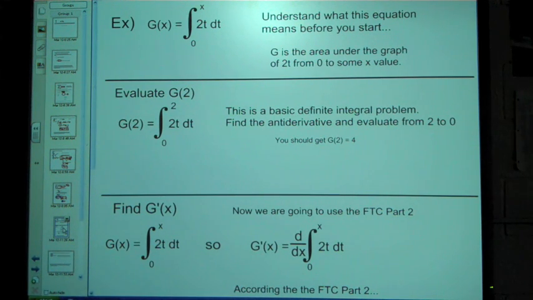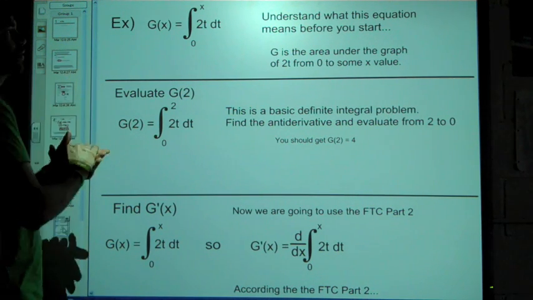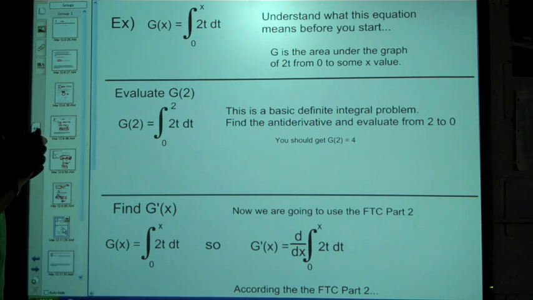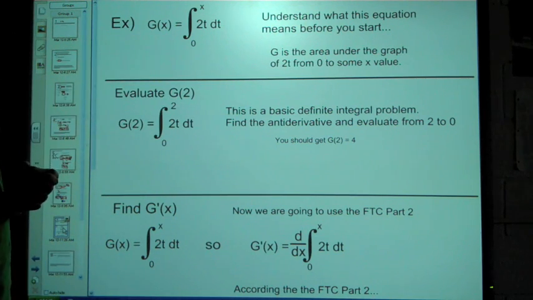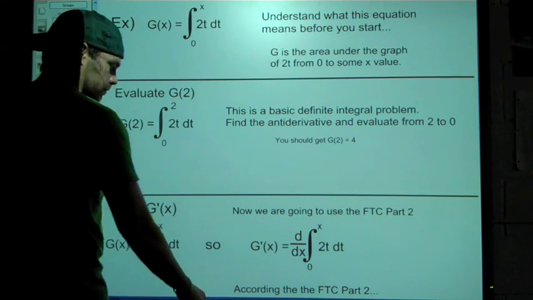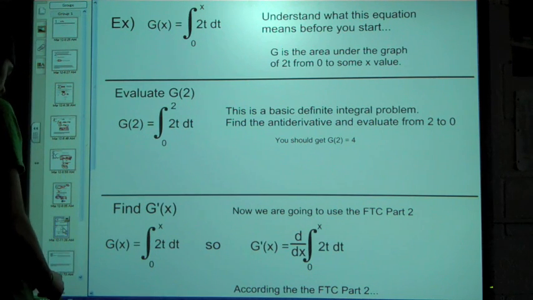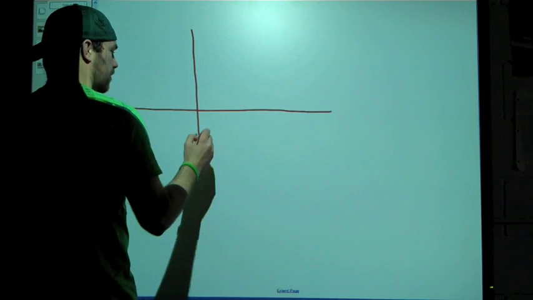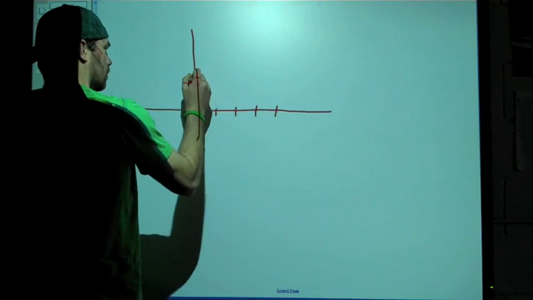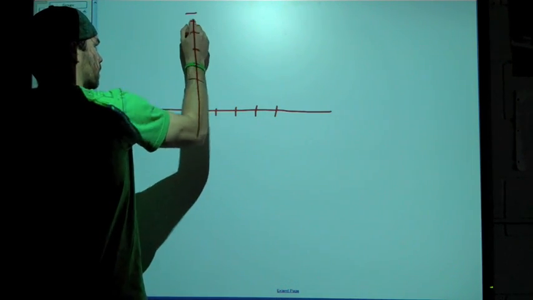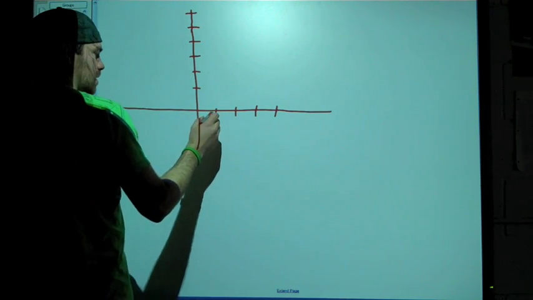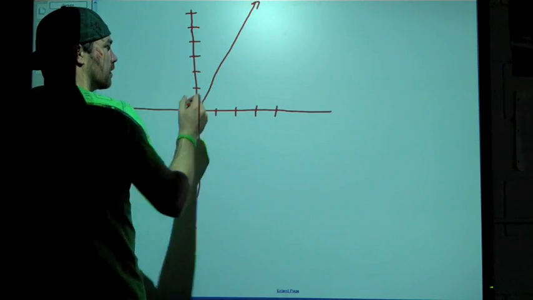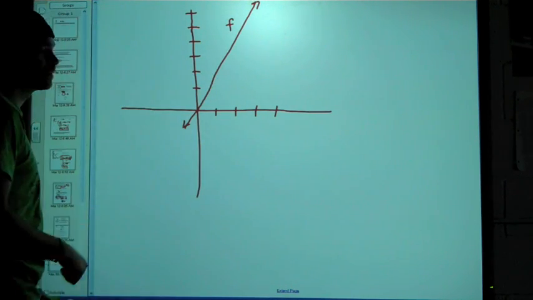So here's our first example. Understand what this equation means before you start. Okay, you see this, you say, oh, okay, G is an accumulation function. So the area under the curve 2t, I'm accumulating area as I move along. So just real quick, let's make a graph of 2t. That's going to be slope 2, so we're going to go like this. Okay? So this is f.